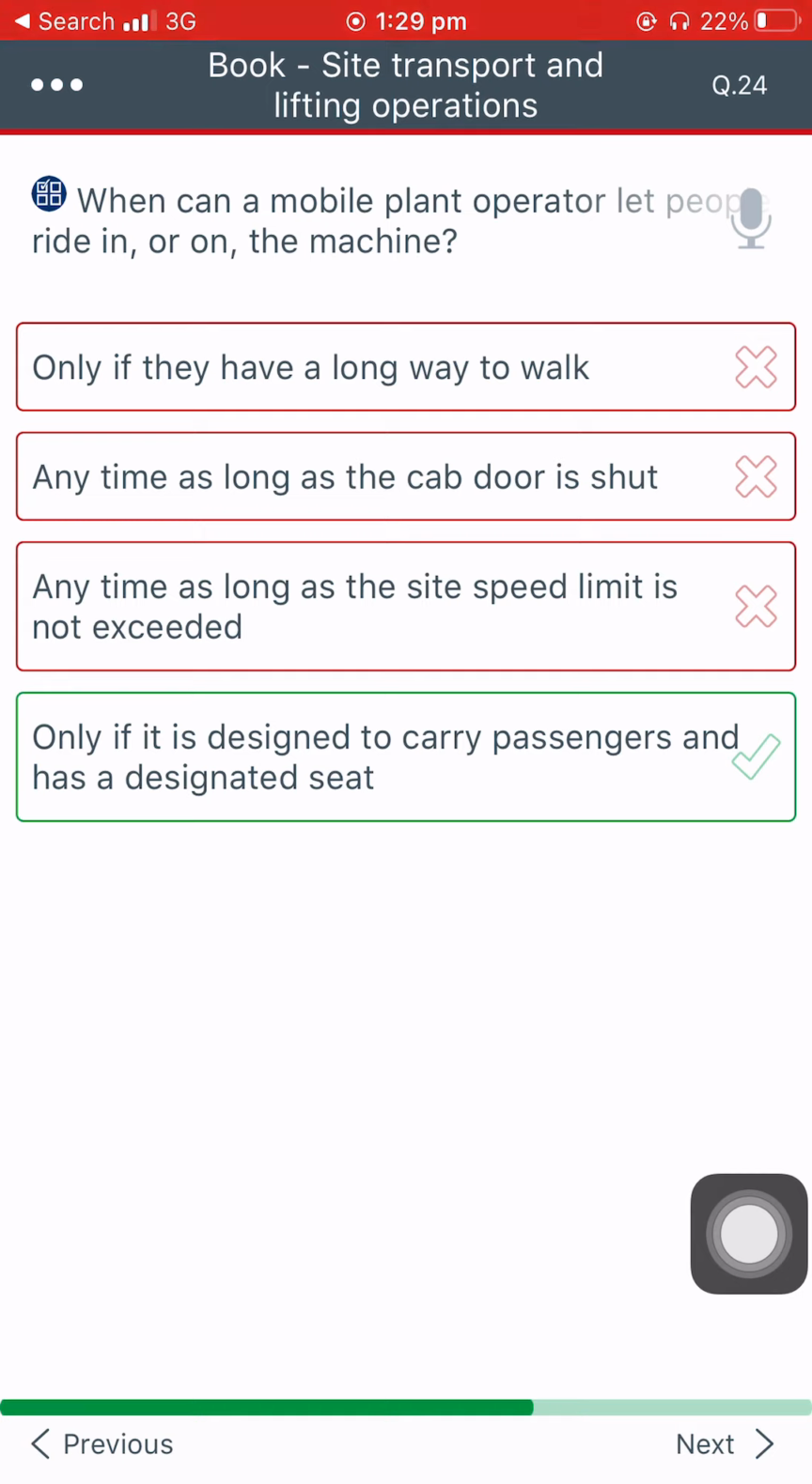When can a mobile plant operator let people ride in or on the machine? Only if they have a long way to walk. Anytime, as long as the cab door is shut. Anytime, as long as the site speed limit is not exceeded. Only if it is designed to carry passengers and has a designated seat.